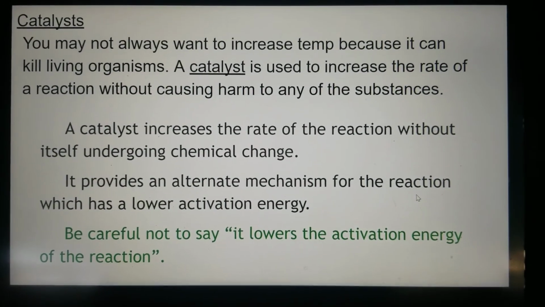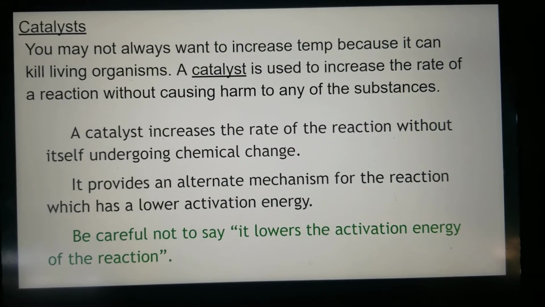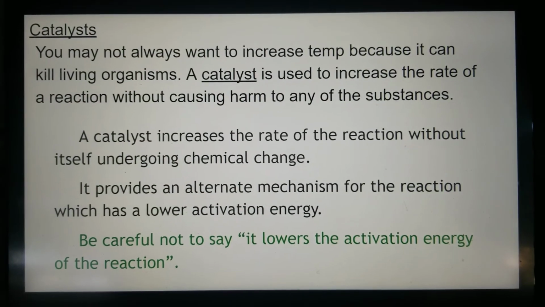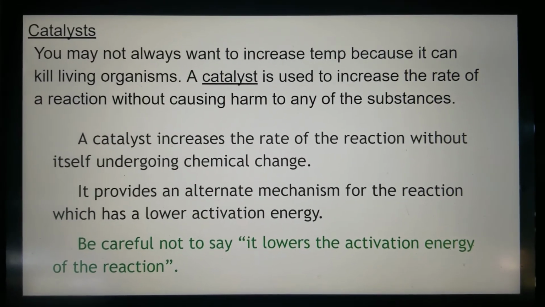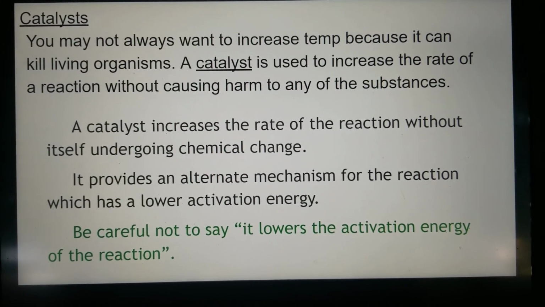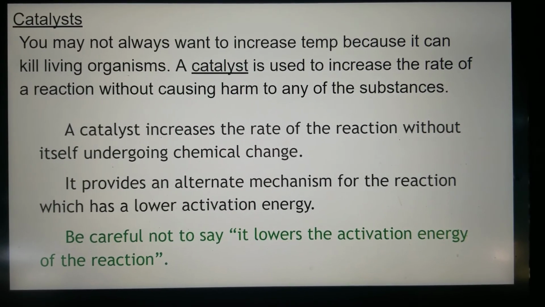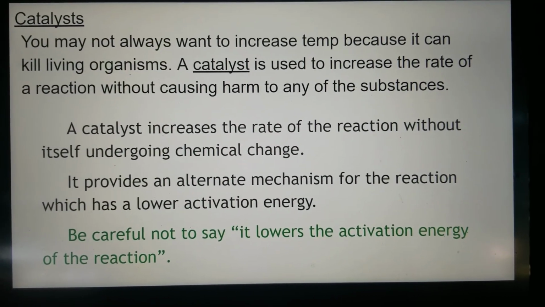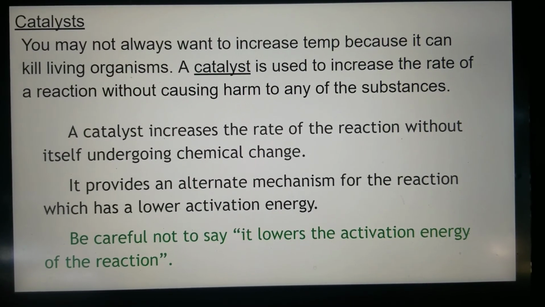And number 5, adding a catalyst. So there are times where you are going to want to increase the reaction rate. You're going to want something to go faster, but you can't necessarily increase the temperature, because if you're increasing the temperature, say in a living organism, like a living cell, it's going to burn it and it's going to kill it. So instead, we use catalysts to increase the rate of a reaction without causing harm to any of the substances. So remember that a catalyst is going to increase the reaction rate without itself undergoing the chemical change.